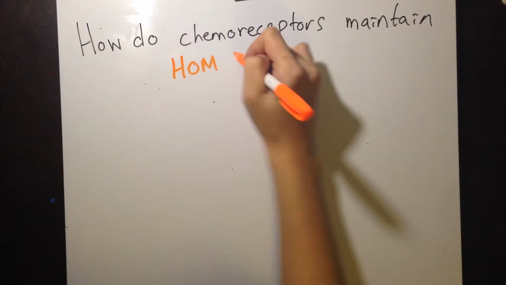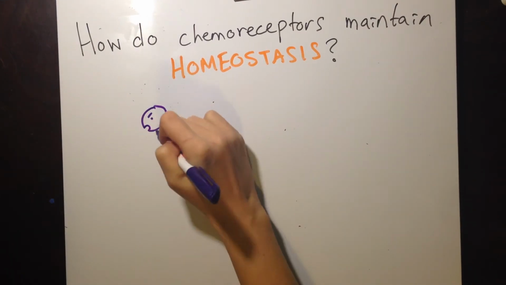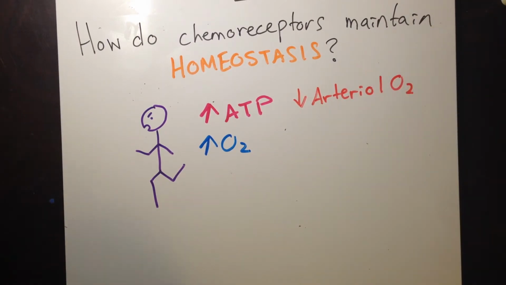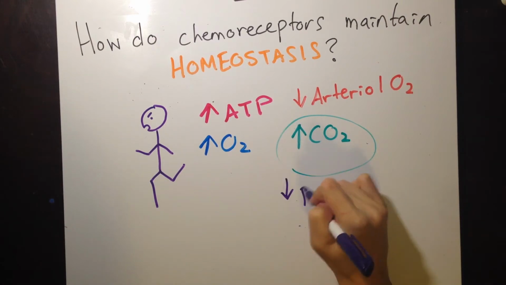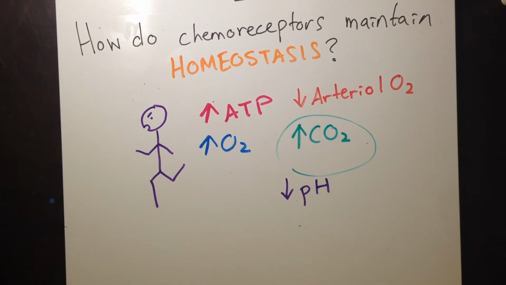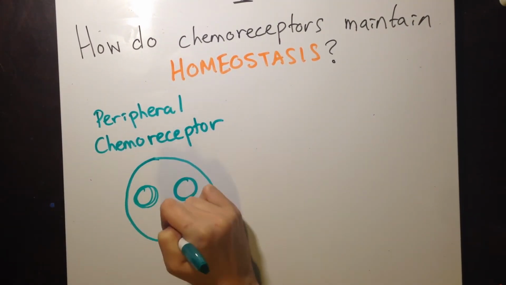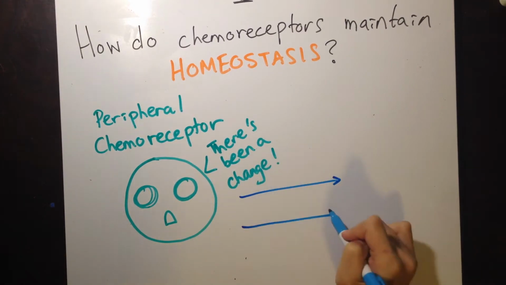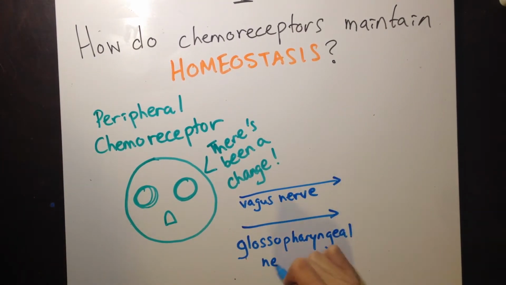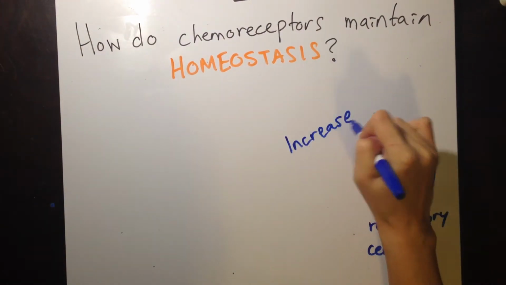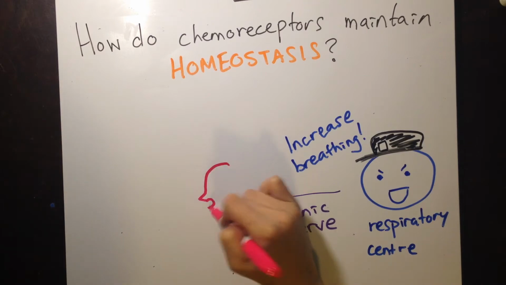Let's look at an example to see how these chemoreceptors maintain blood gas homeostasis. During exercise, the greater ATP demand increases the cell's oxygen demand. This manifests as a decrease in arterial oxygen levels and an increase in carbon dioxide levels. The increase in arterial carbon dioxide levels causes a decrease in the pH of the cerebrospinal fluid. The peripheral chemoreceptors detect the changes in blood gas levels. They signal the respiratory center in the brainstem through the glossopharyngeal nerve and the vagus nerve. Subsequently, the respiratory center signals the body's intercostal muscles and diaphragm to increase the breathing rate via the phrenic nerve.